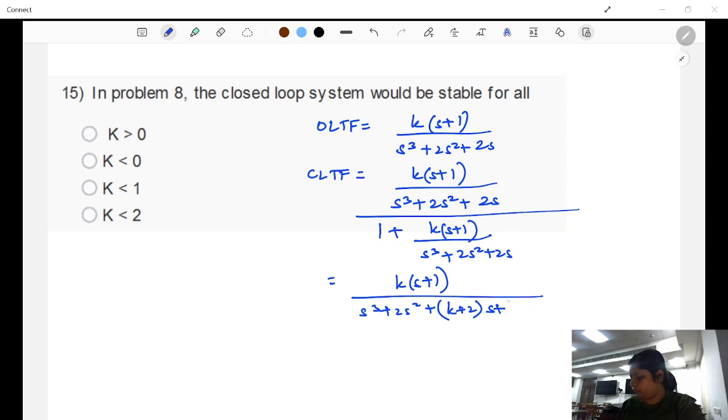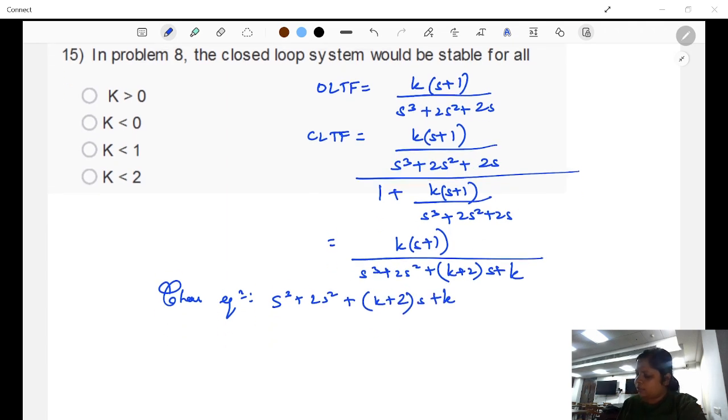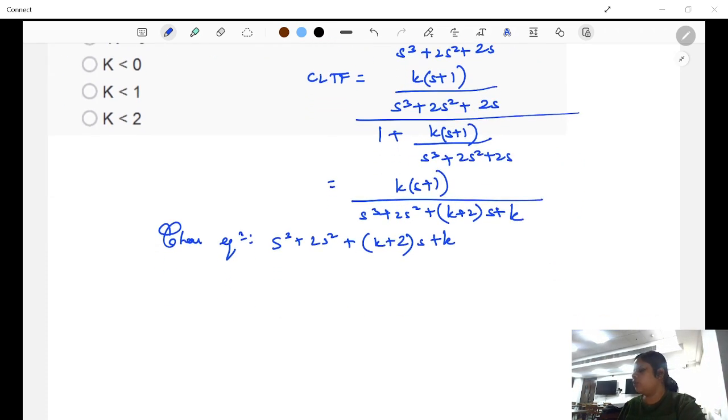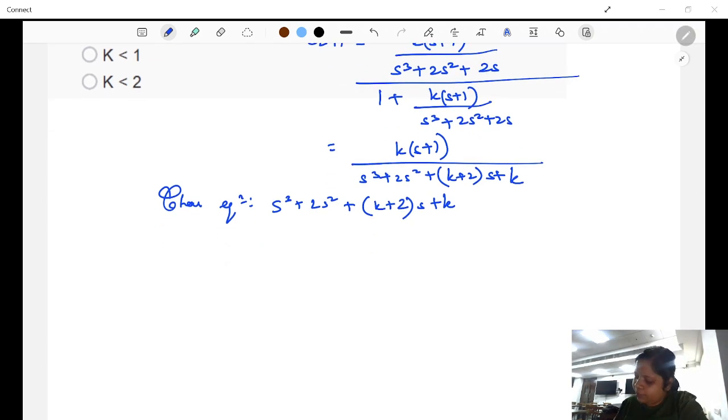s plus k, right? Now your characteristic equation is what? S cube plus 2s square plus (k plus 2)s plus k, right? Now what do we want? We want to ensure the stability of the system. So if we want to know if the system is stable or not, we are going to use the Routh-Hurwitz stability criteria.